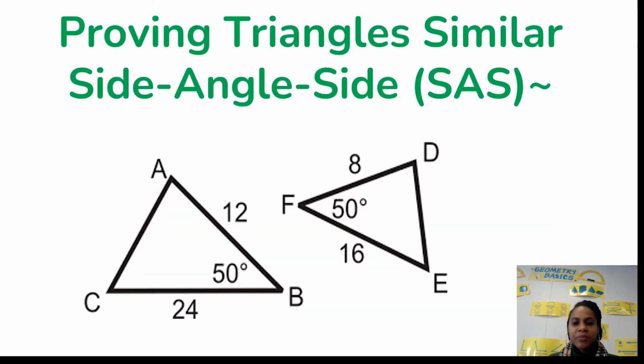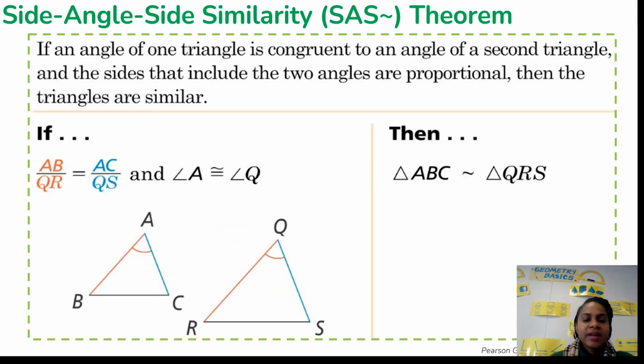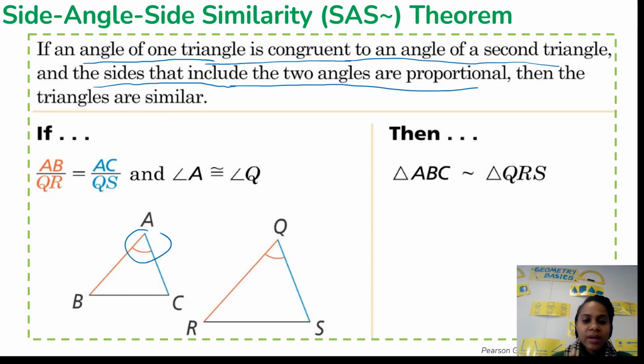Let's look at proving triangles similar using the side-angle-side theorem. The side-angle-side similarity theorem states that if an angle of one triangle is congruent to an angle in the second triangle, and the sides that include the two angles are proportional, then the triangles are similar. So we're looking at these included angles here. So angle A and angle Q are included, they are congruent.